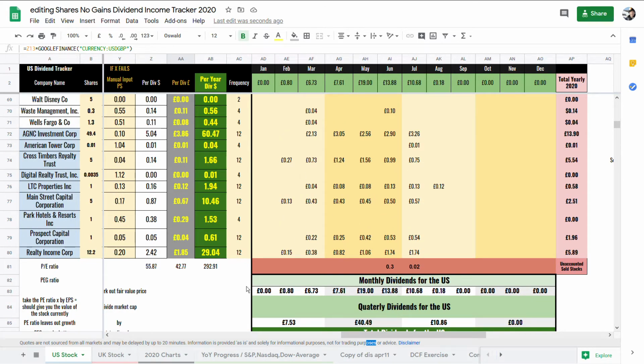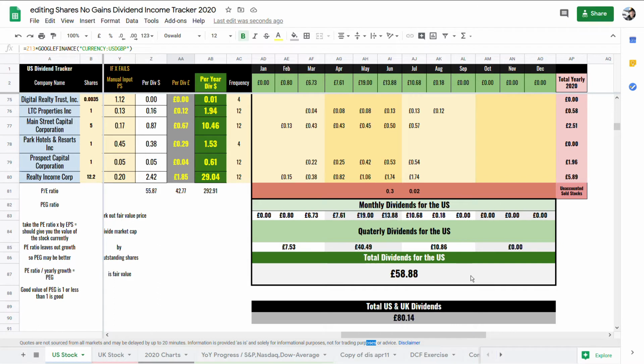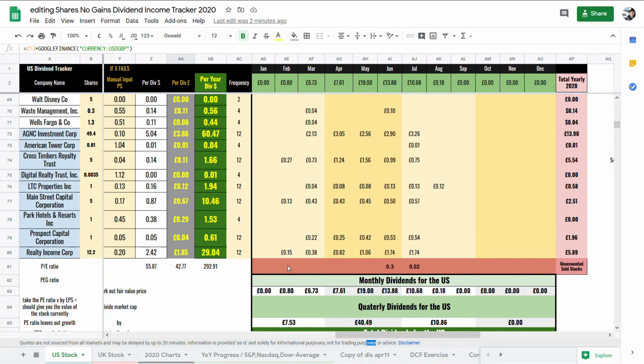And yeah, you can see, it breaks it down per month, per quarter, and per year. So for US stocks, so far I've received £58.88. Pence, sorry. And including UK ones, it's £80.14. So that's the total. And I have this red section at the bottom. This is for stocks that I sell, so it doesn't really disrupt my data. I put it inside here.